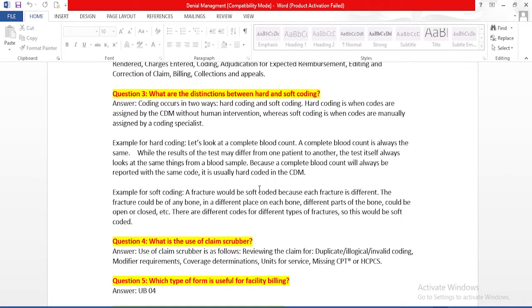An example for hard coding: let us look at a complete blood count. A complete blood count is always the same, whoever the patient is. While the results of the test may differ from one patient to another, the test itself always looks at the same things from a blood sample. Because a complete blood count will always be reported with the same code, it is usually hard coded in the CDM. What is CDM here? Computer data management.